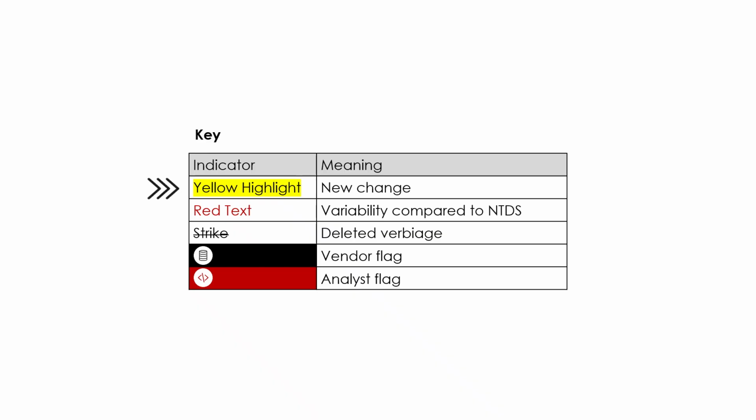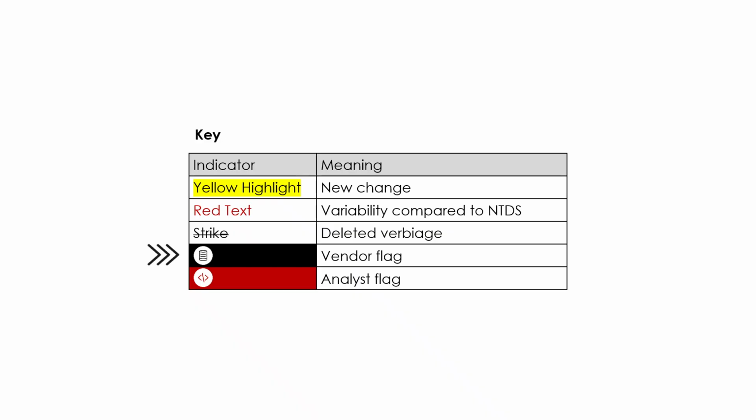Before we begin, let's review the format key. A variable name with the yellow highlight signifies a new variable or definition. Red text signifies verbiage that varies from the NTDS data dictionary. Text with a strike-through signifies deleted or retired verbiage.